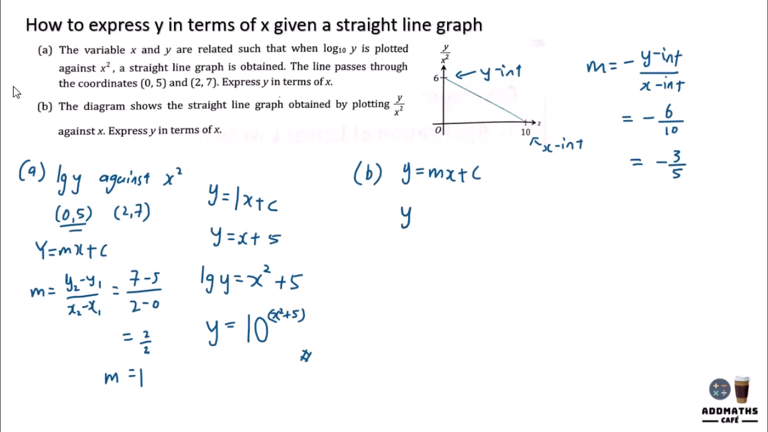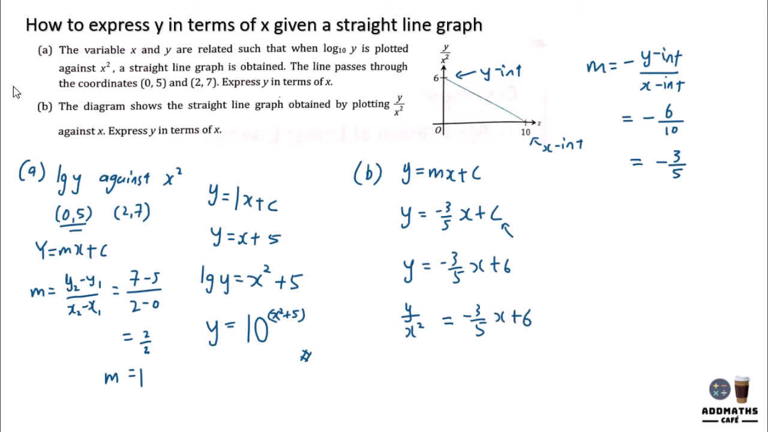So substitute negative 3 over 5 x plus c. Now you need to find c, which is your y-intercept, so just put 6 into the equation. This is the final version, and then change the y and x to the y-axis and the x-axis, which is y over x squared on the y part. So y over x squared equals negative 3 over 5, and your x-axis is still x, so it remains x plus 6.